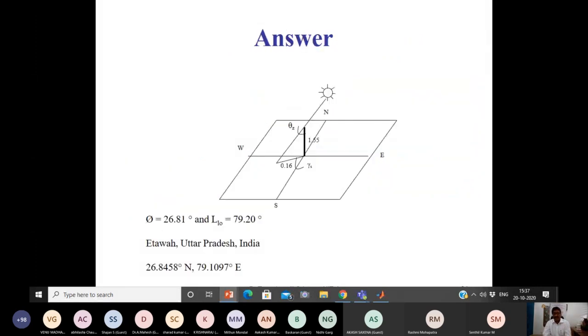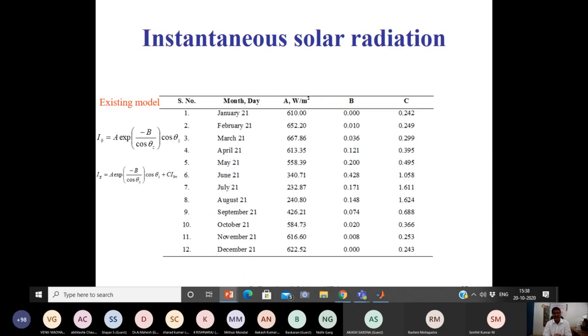I am not going to explain any mathematical models or equations here. You can apply the solar geometry. After calculation, the model gives the latitude and longitude. Latitude is 26.81 degrees and longitude is 79.20 degrees. Immediately, by feeding these two angles, you can trace the location. It is Etawah, UP, in India. So it is easy to trace the position. This is one of the applications of solar geometry. We are able to trace the position by observing the sun-earth relations.